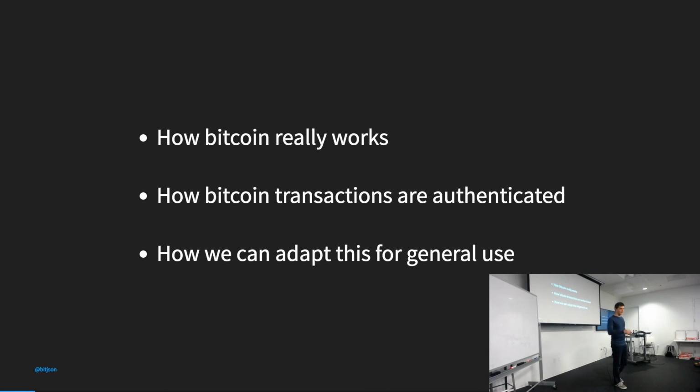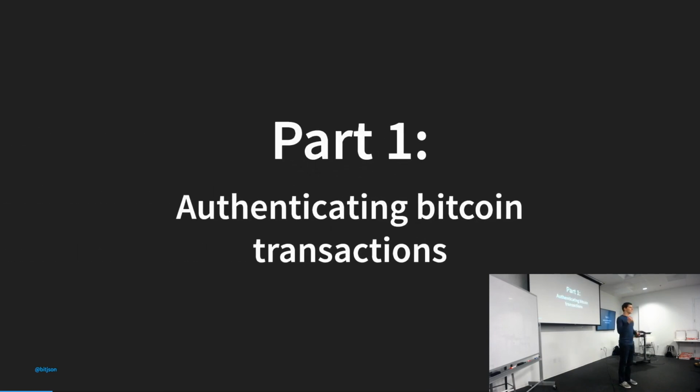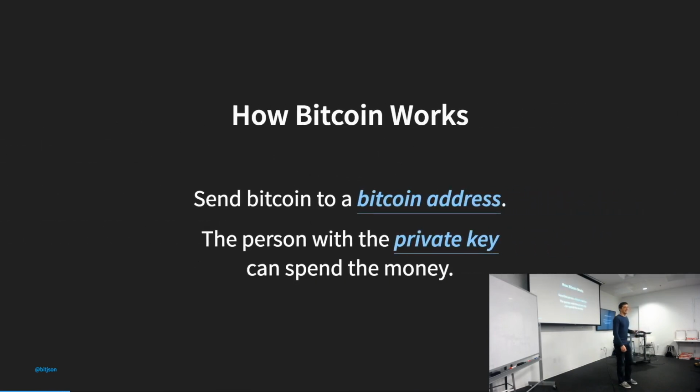So we're going to learn how Bitcoin really works, how Bitcoin transactions are authenticated, which is where we start to get into the authentication stuff, and then how we can adapt that authentication for general use. Good stuff. So we're going to start with authenticating Bitcoin transactions. The general assumption of how Bitcoin works is, you send Bitcoin to a Bitcoin address, put that in big quotes, and then the person with the private key can spend the money, right?